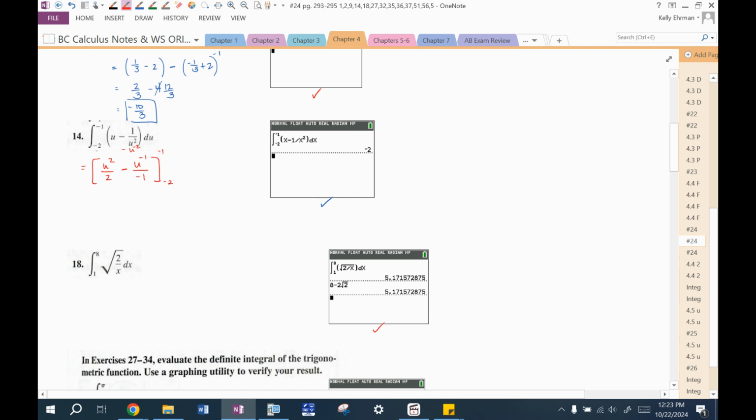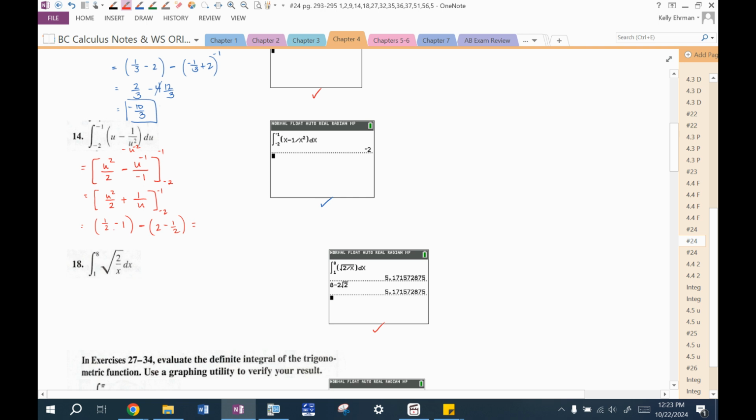And before you go plugging numbers in, you should simplify any negative exponents so that you don't mess up the math on this. So this is u squared over 2. Minus negative is going to be plus, and then instead of u to the negative 1, it'll be 1 over u. All right, and then remember you're plugging in the top number first. So negative 1 squared is 1/2, plus 1 over negative 1, so minus 1, minus, plug in negative 2, you get 4 over 2, which is 2, and then plus 1 over negative 2, minus 1/2.